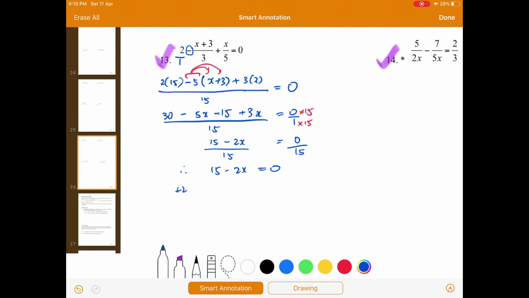We can add 2x on both sides. So 15 is equivalent to 2x. Next, we can divide by 2 on both sides. So 15 divided by 2 is 7.5. 2x divided by 2 is 1. So you get 1x. You can leave your answer as 7.5 in decimal, or you can write it as a fraction, 7 and a half, a mixed fraction. You must convert your improper fraction into a mixed fraction or a decimal.